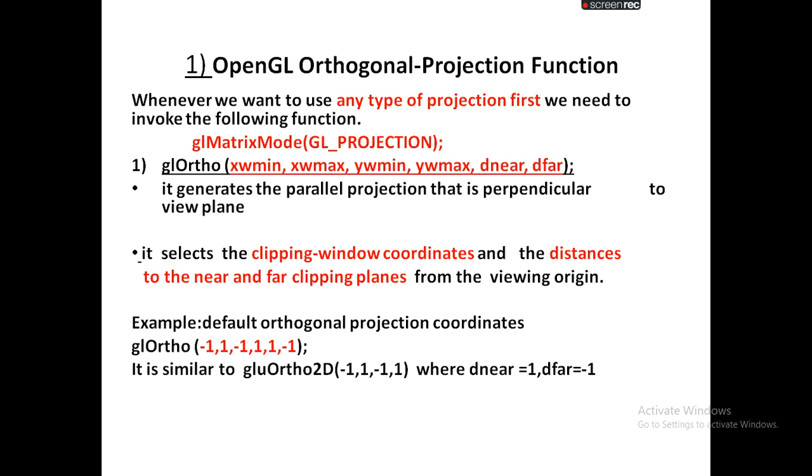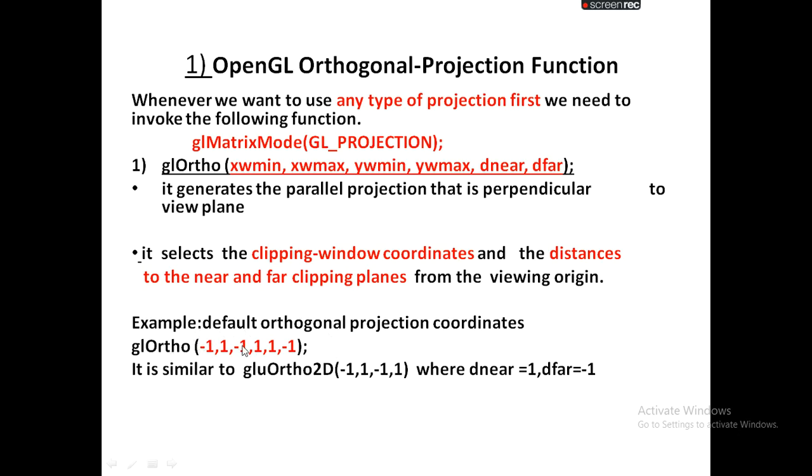Means if the object is between the distance 1 to -1, or if the object's coordinate position with respect to the z axis is between 1 to -1, then only the object is visible. If the object is beyond the far distance, or if the object's coordinate position I defined in my OpenGL program with respect to the z axis is beyond -1, that object is not visible. So this is the default coordinate positions.